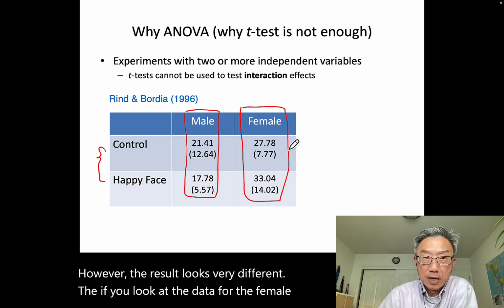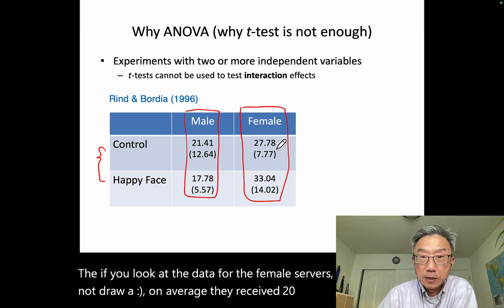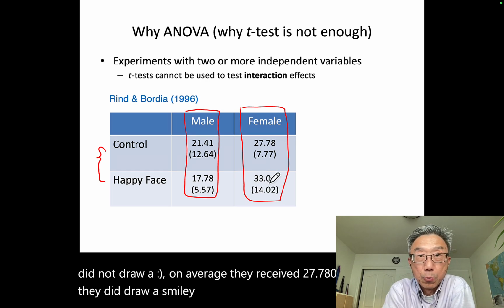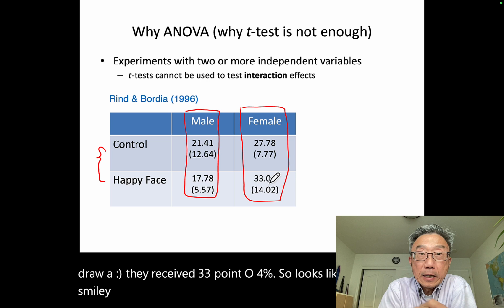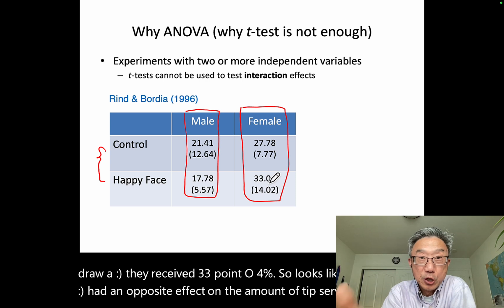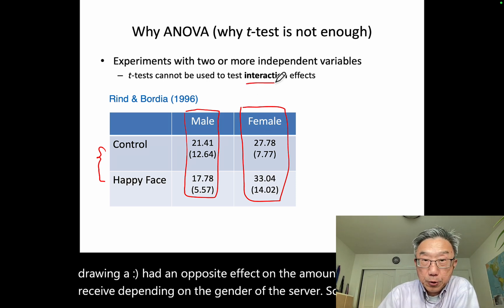So when they did not draw a smiley face, on average, they received 27.78%. And when they did draw a smiley face, they received 33.04%. So it looks like drawing a smiley face had an opposite effect on the amount of tip servers receive, depending on the gender of the server. So we call that interaction.